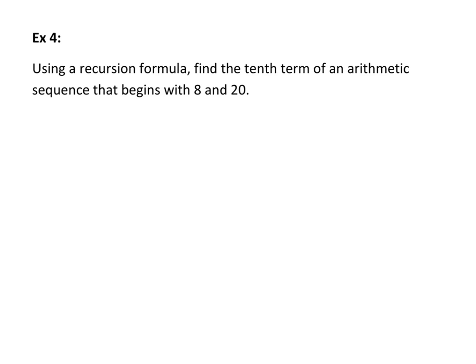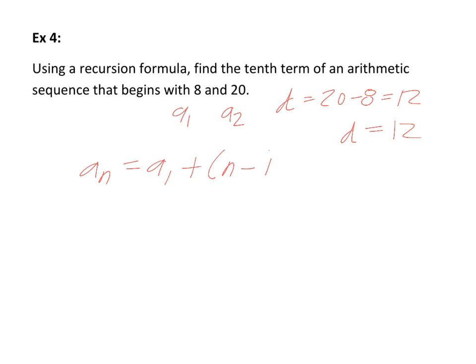For example 4, it says, use a recursion formula to find the nth term of an arithmetic sequence that begins with 8 and 20. This is my a sub 1, that's my a sub 2. What's the difference? Just take 20 minus 8, and I get 12. So d is 12. This is a recursive formula because you're using a previous term to get a term later in the sequence.